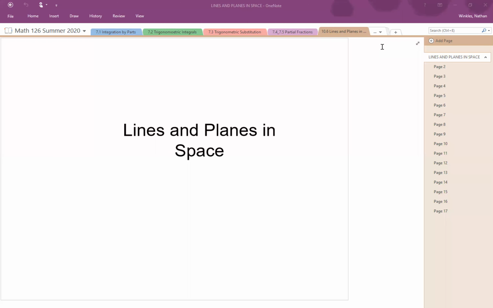Okay, so now we can talk about lines and planes in space. So we've talked about dot products, cross products, projections, work. Now we want to take those types of topics and expand on them in terms of different lines and planes in space.